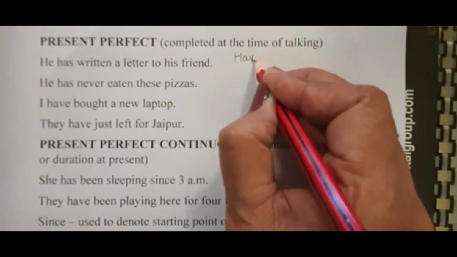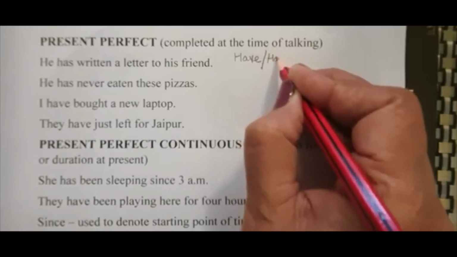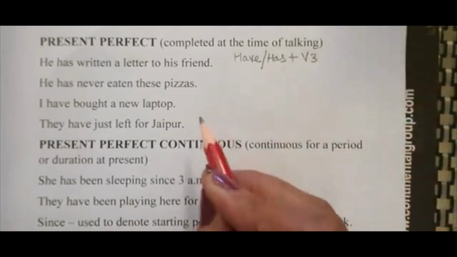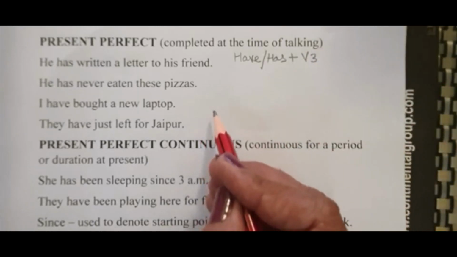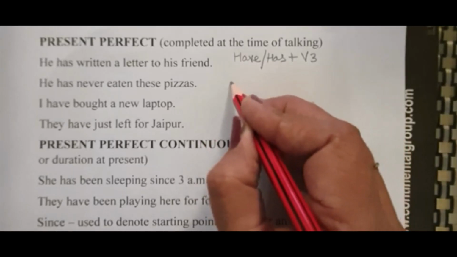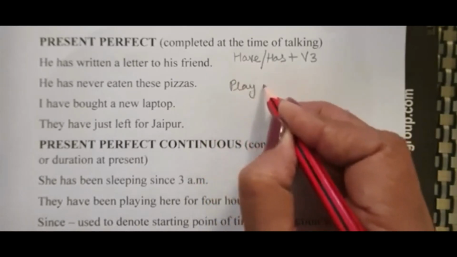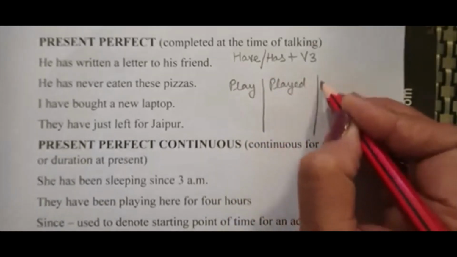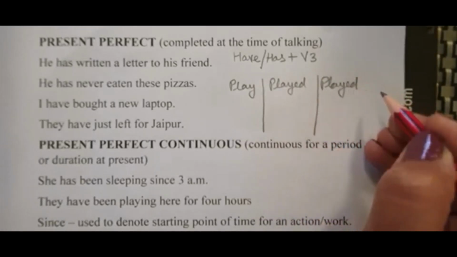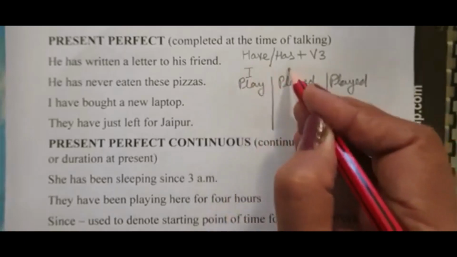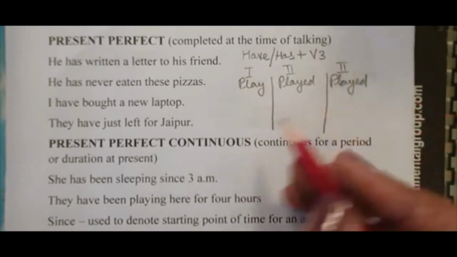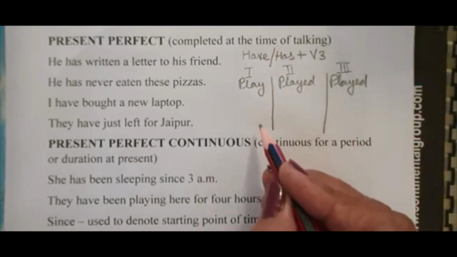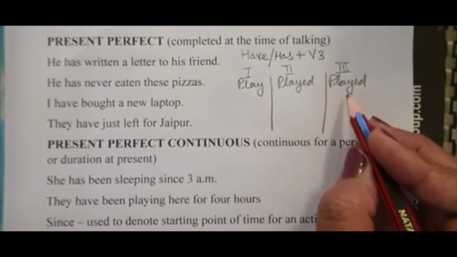Helping verbs has or have we use along with the third form of verb. So you should know all the forms of verb. Let me give you a few examples like play, played, played. These are first form, second form, third form. Here second form and third form are the same, but at many places second form and third form are different.